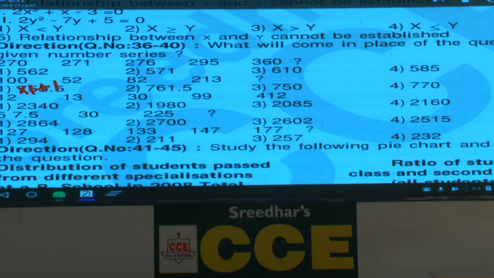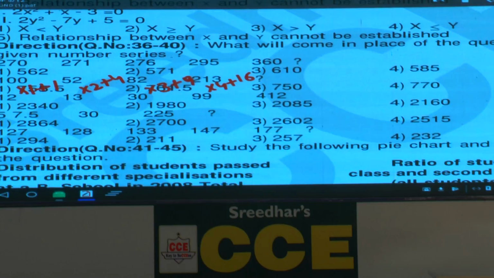12 into 1 plus 1. Next one 13 into 2, 26 plus 4, 30. Next one 30 into 3, 90. 90 plus how much? 90 plus 9 is 99. Into 1, into 2, into 3. Next one is into 4. 99 into 4 is how much? 396 plus how much? Plus 16.